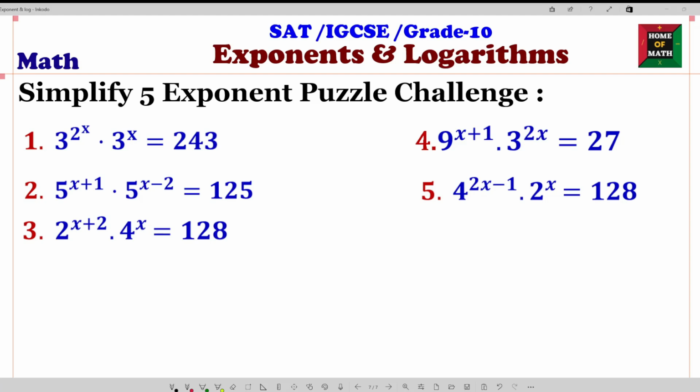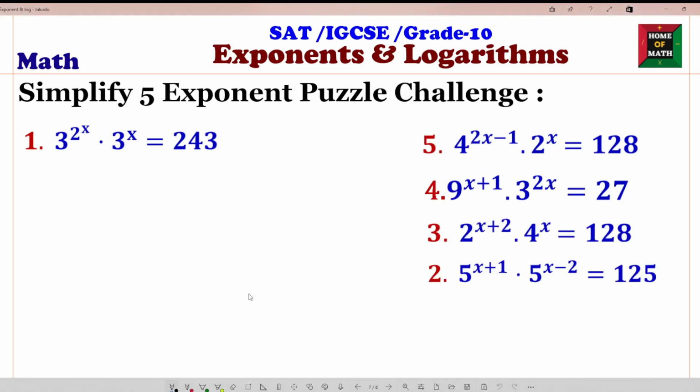This video we are going to simplify 5 exponent puzzles. Let's start. Question 1. Here is 3 to the power 2x times 3 to the power x equals 243.